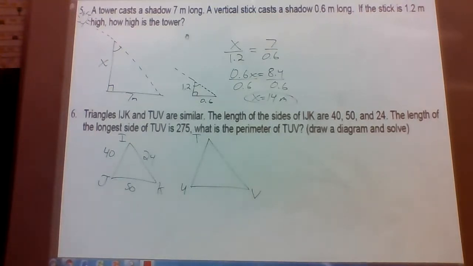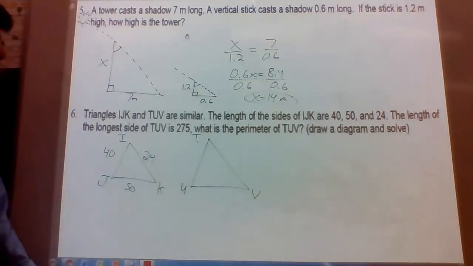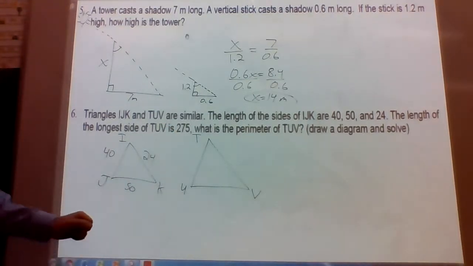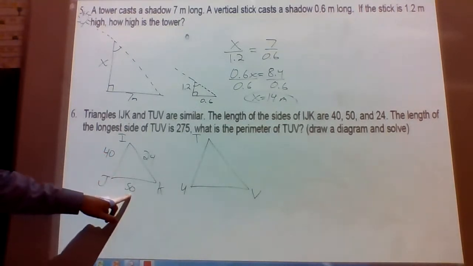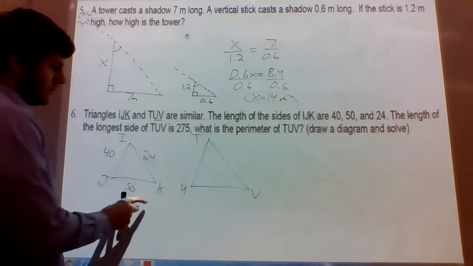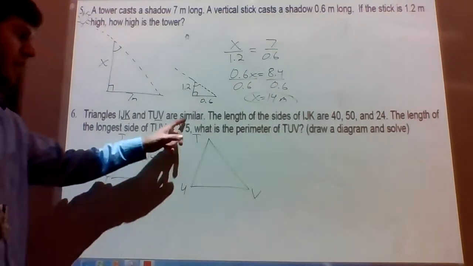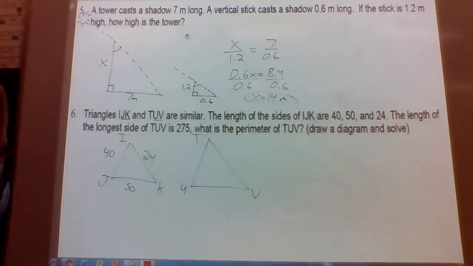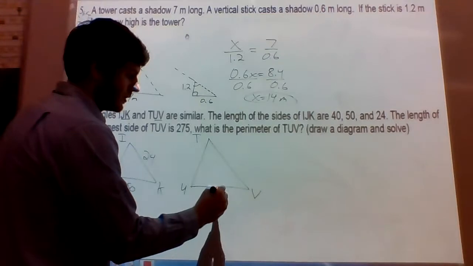All right, so there's two ways we can do this problem. In both cases, we have to label 275 somewhere on triangle TUV. So the way I labeled my triangle, my longest side is the 50, which is JK. JK is going to correspond with UV. So if they're similar, which they are, and if JK is the longest side, then UV is going to have to be the longest side. And it tells us the length of the longest side is 275.